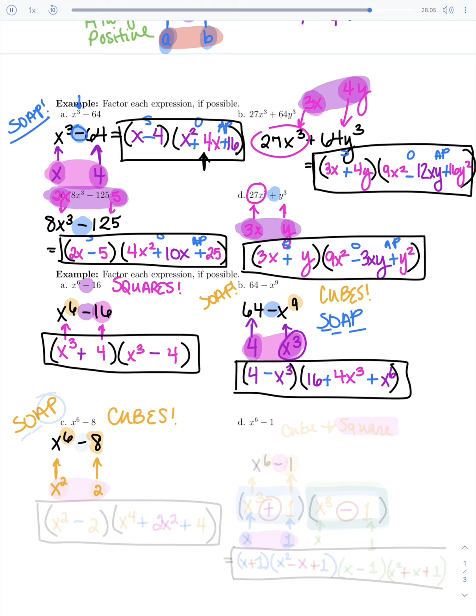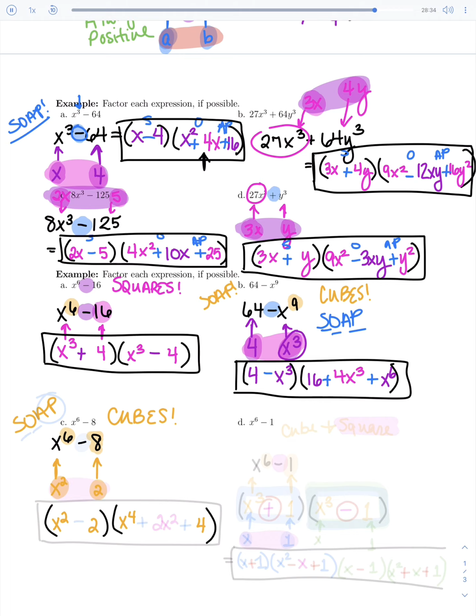Remember, cubes are the more complicated one. We have a binomial times a trinomial, a little piece times a big piece. And we start out by leaving it the same, the x squared and the 2. Then the first piece of the trinomial is to square, or take 2 of, the first piece. Well, squaring x squared gives me an x to the 4th. Then the last piece is squaring the 2, which is 4.